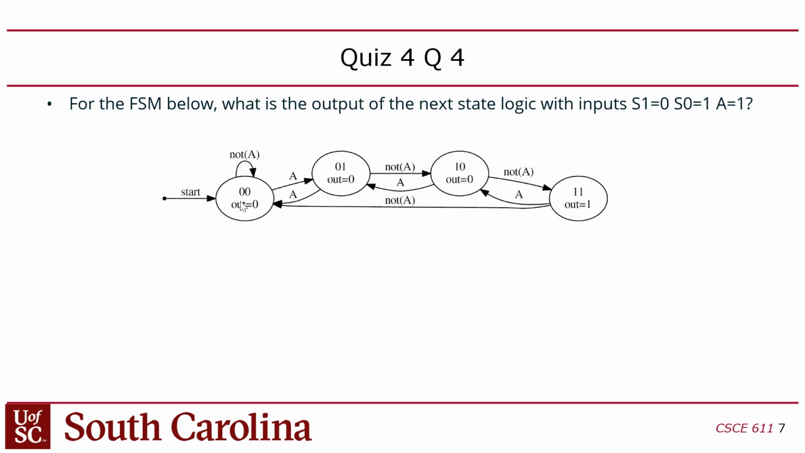S1 is the most significant, the first bit, and S0 is the least significant, so 0, 1. We're in this state, and A is set to 1, so we're going to follow this transition. So our next state is 0, 0. The output of the next state logic is 0, 0. But there were 3 bits, I think.